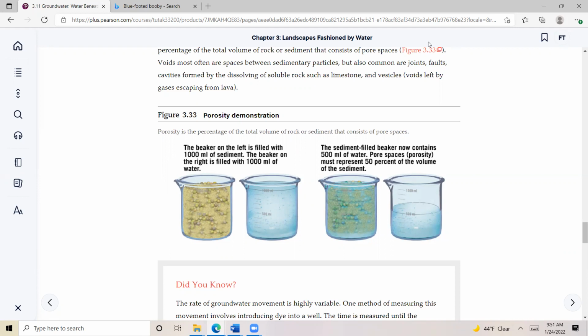It is a key factor affecting the movement of groundwater. Aquifers are permeable materials that transmit groundwater freely. On the other hand, aquitards are impermeable material.